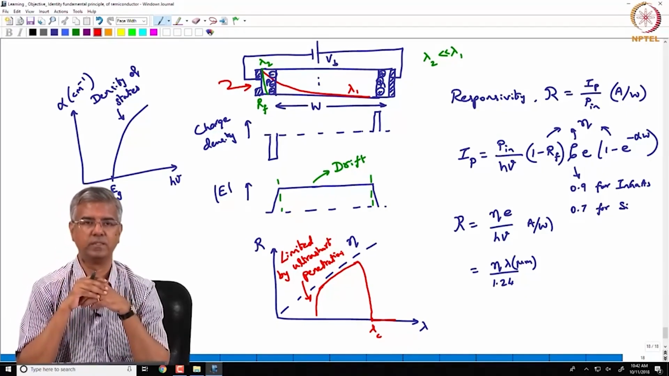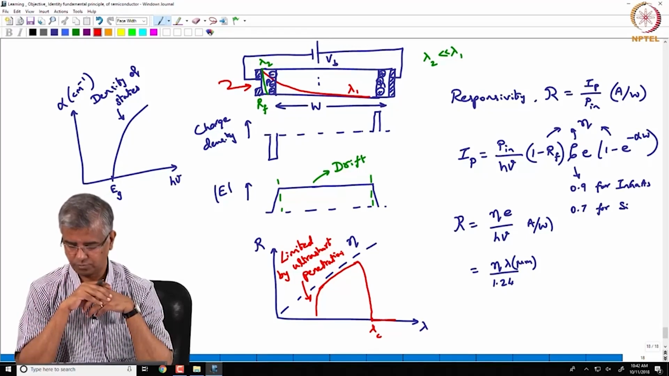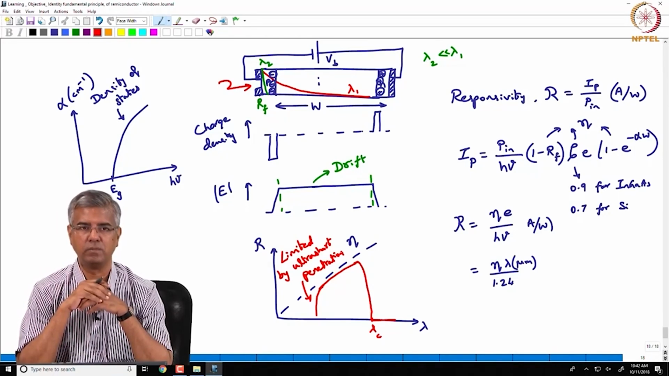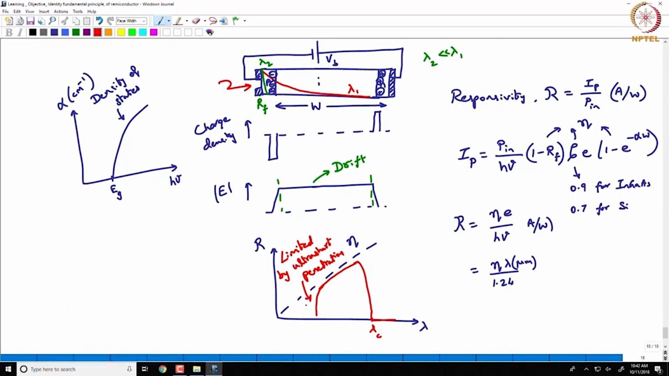Yeah, that's one more question. A photodiode has a broad range of wavelengths that it's responsive to. So let's look at the case of indium gallium arsenide. This is at 1.7 microns, and this happens around 0.8 microns. So it's actually fairly broad. Okay, so that is for indium gallium arsenide.